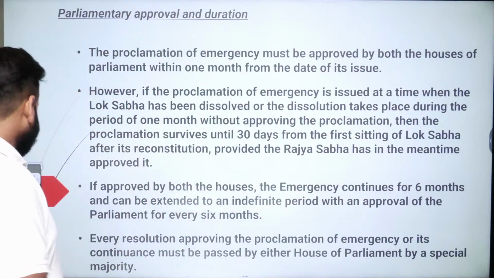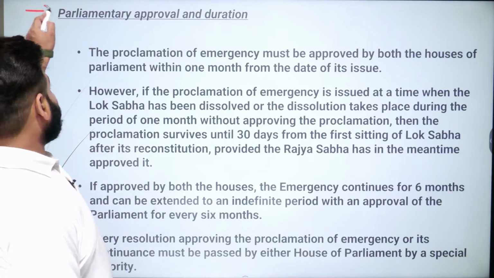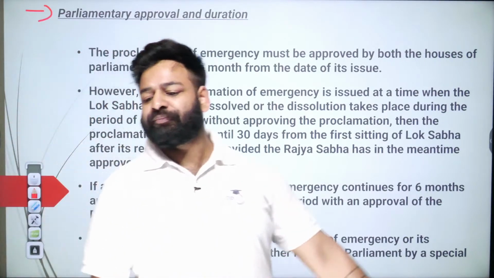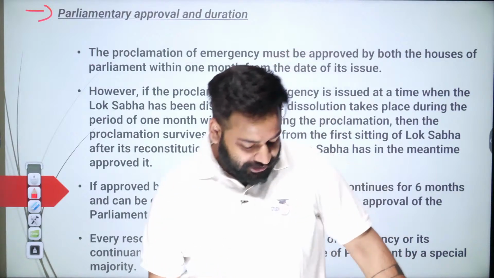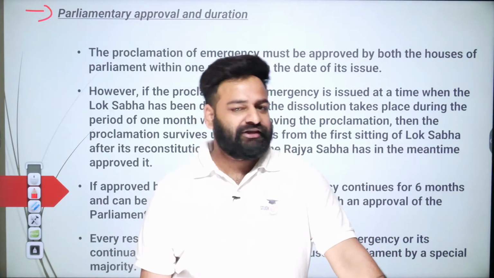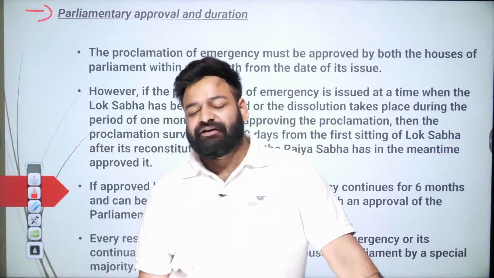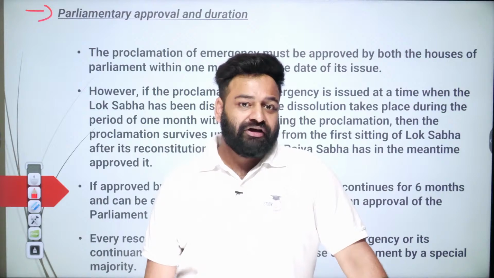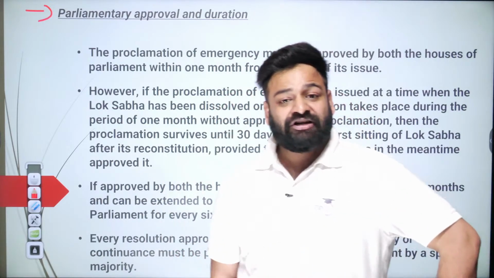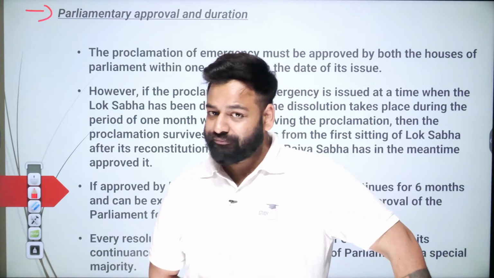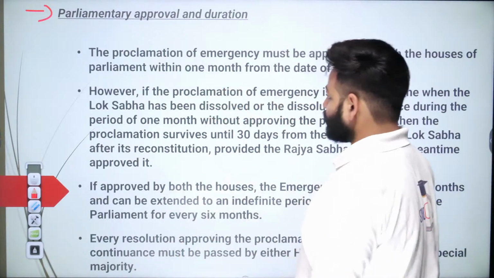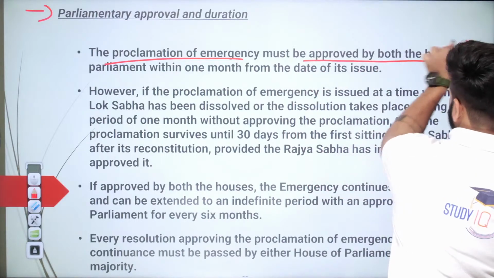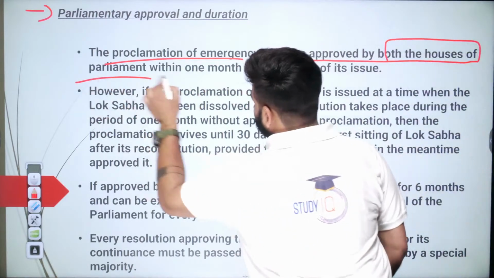Next, the parliamentary approval and its duration. See, who will proclaim the emergency? The proclamation of emergency will be done by the President of India only. But when the President has declared the emergency, it will need parliamentary approval as well. So what are the segments? The proclamation of emergency must be approved by both the houses of Parliament within 1 month.